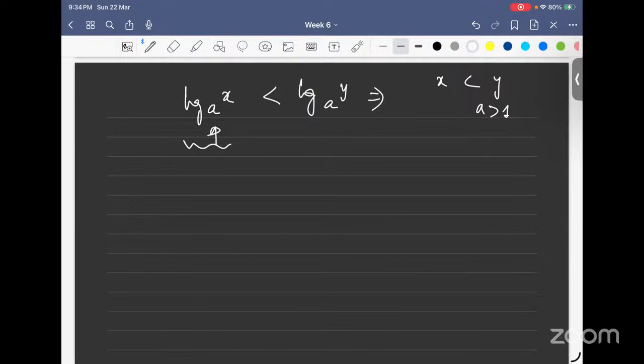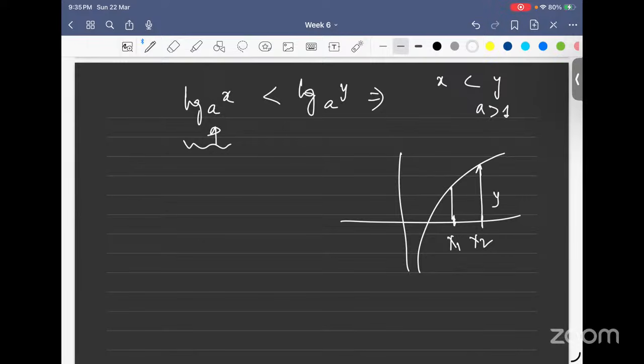And if log of x is less than log of y, then for sure x will be less than y, right? Because we are dealing with an increasing function. At this point, let's say this is x1, this is x2. At this point the value was y, and this is x. So if I take log of y also, then log of y will always be greater than log of x, correct? This is log of y, and this is log of x. You can see that x is less than y, that means log of x is also less than log of y.